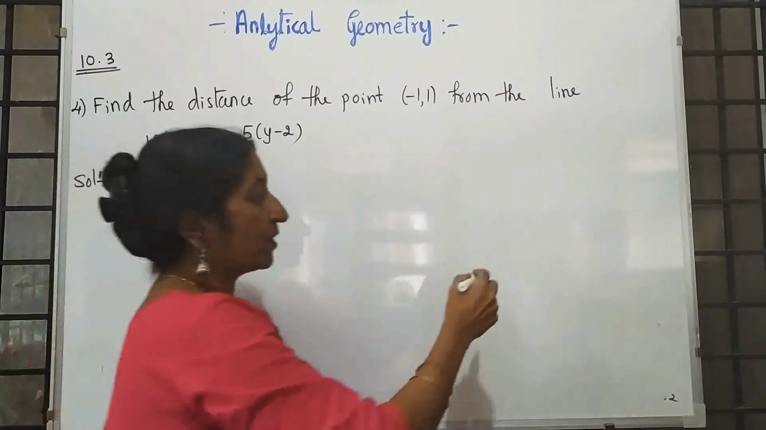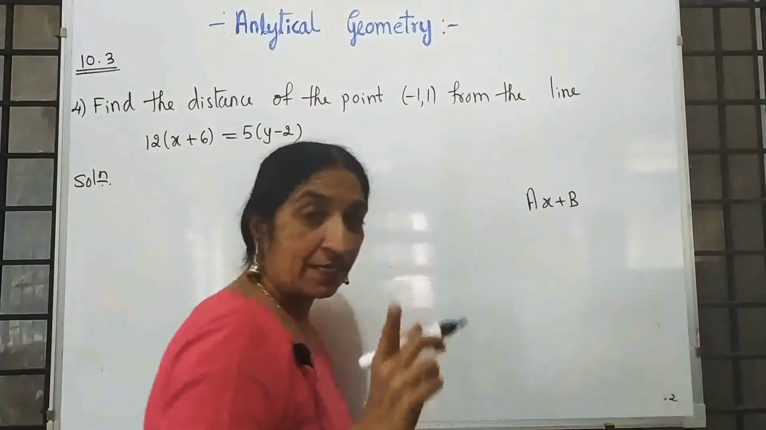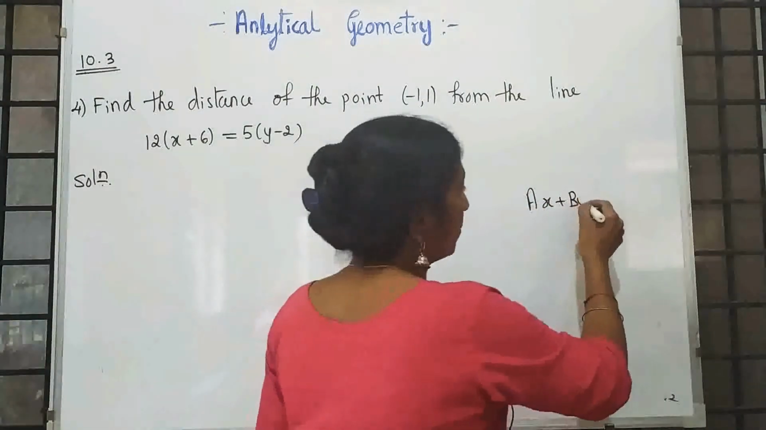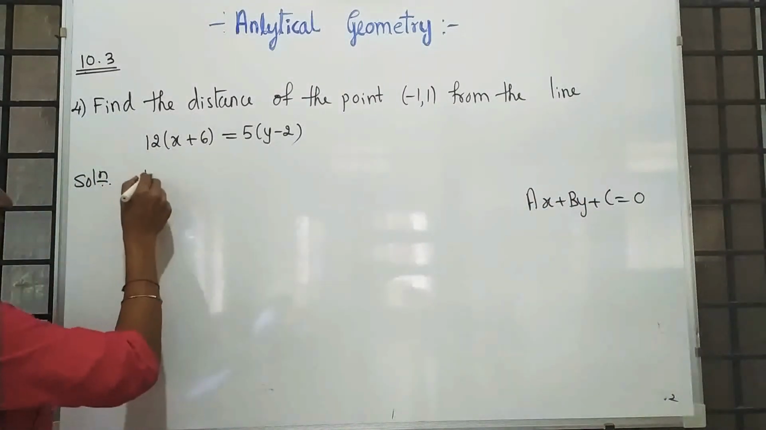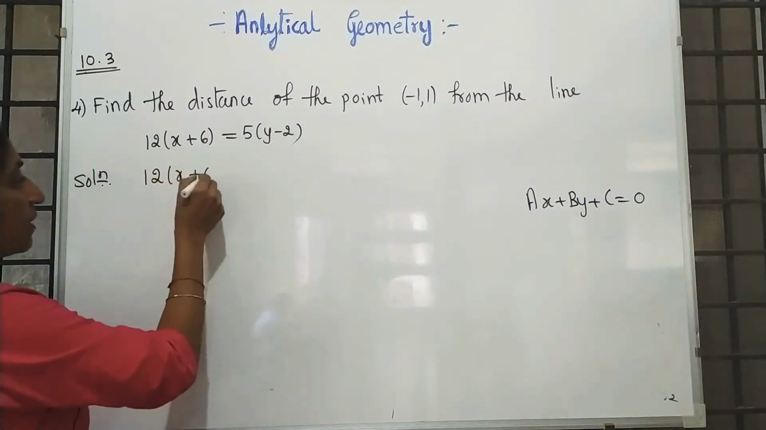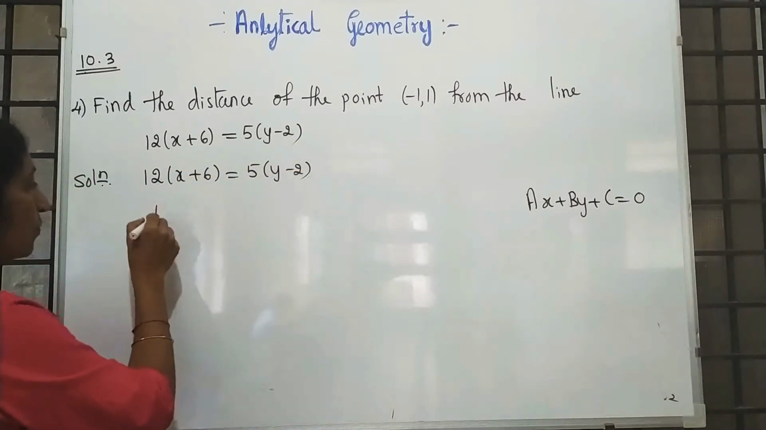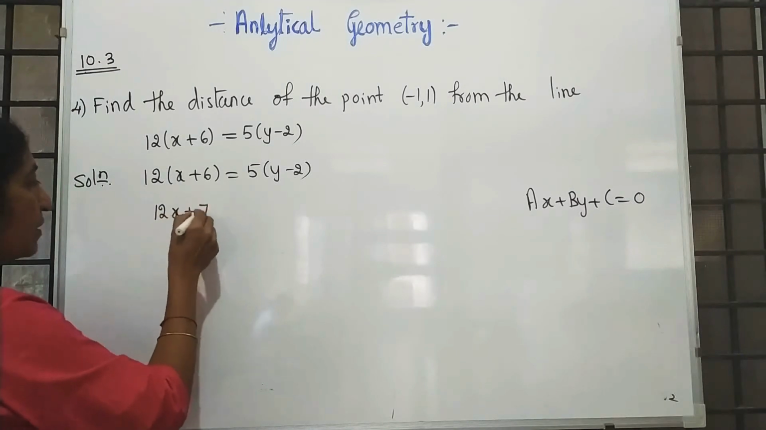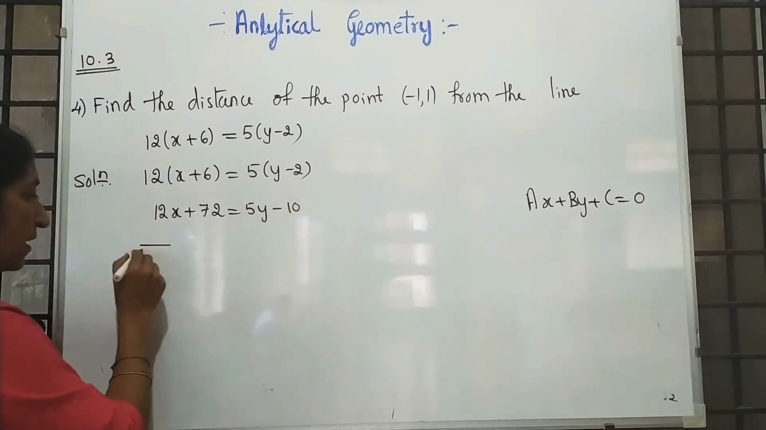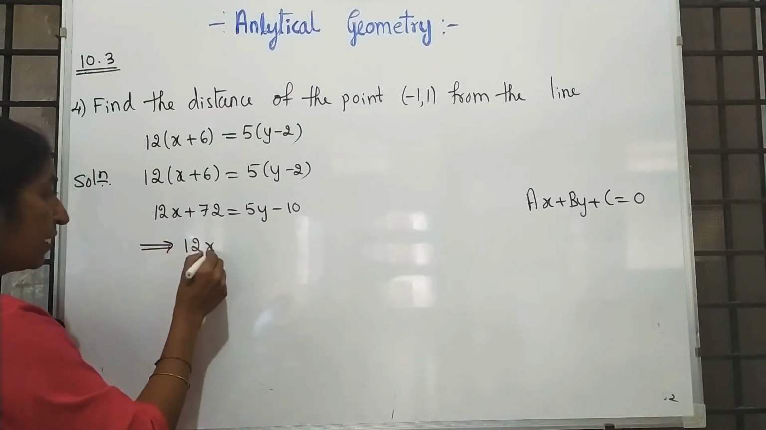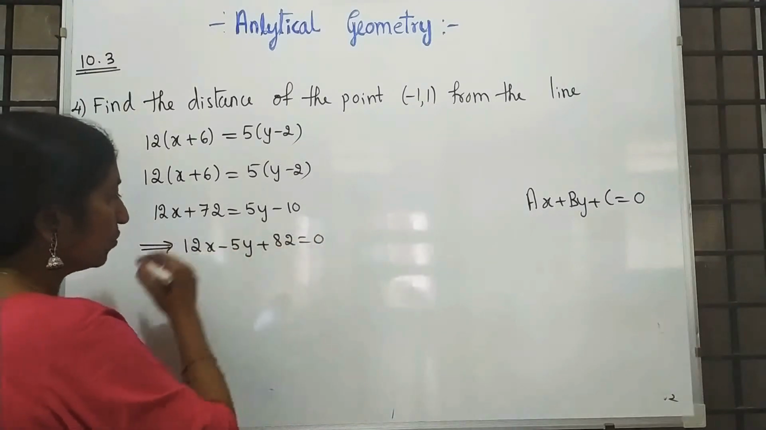To find the perpendicular distance, first we have to write the equation in the standard form. The standard form is ax plus by plus c is equal to 0. 12 in the bracket x plus 6 is equal to 5 in the bracket y minus 2. 12x plus 72 is equal to 5y minus 10, which implies 12x minus 5y plus 82 is equal to 0.